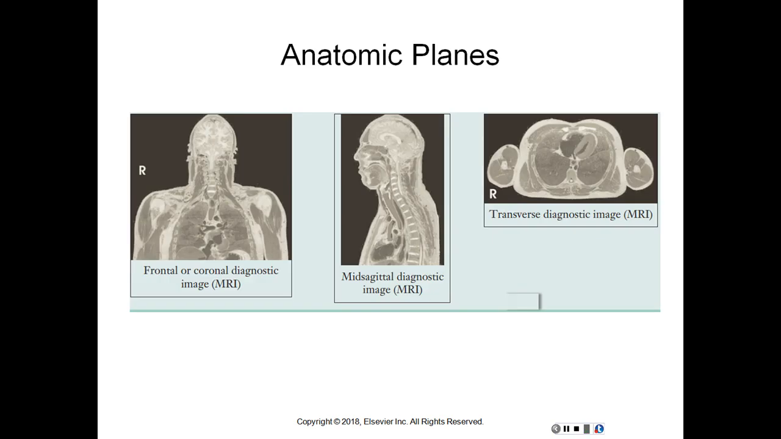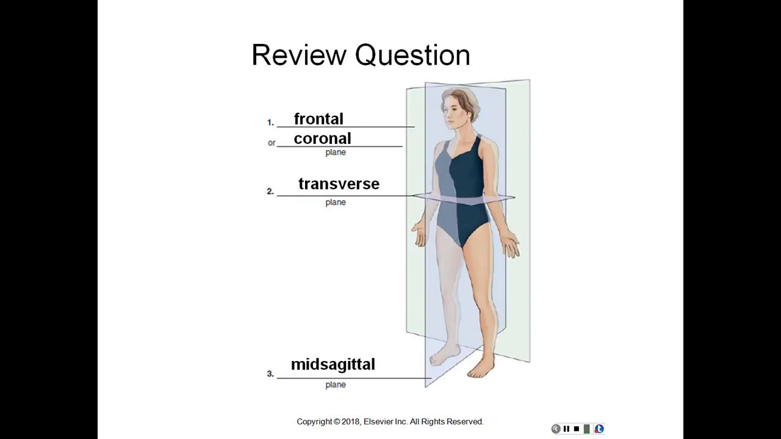So here is an MRI that is taken using different planes. The first one is a frontal or coronal diagnostic MRI. The second one is a mid-sagittal MRI, and the third picture is a transverse MRI. And this is the same Figure 3.6 that is in your book. So this is an easy visual way to understand what the different planes represent.